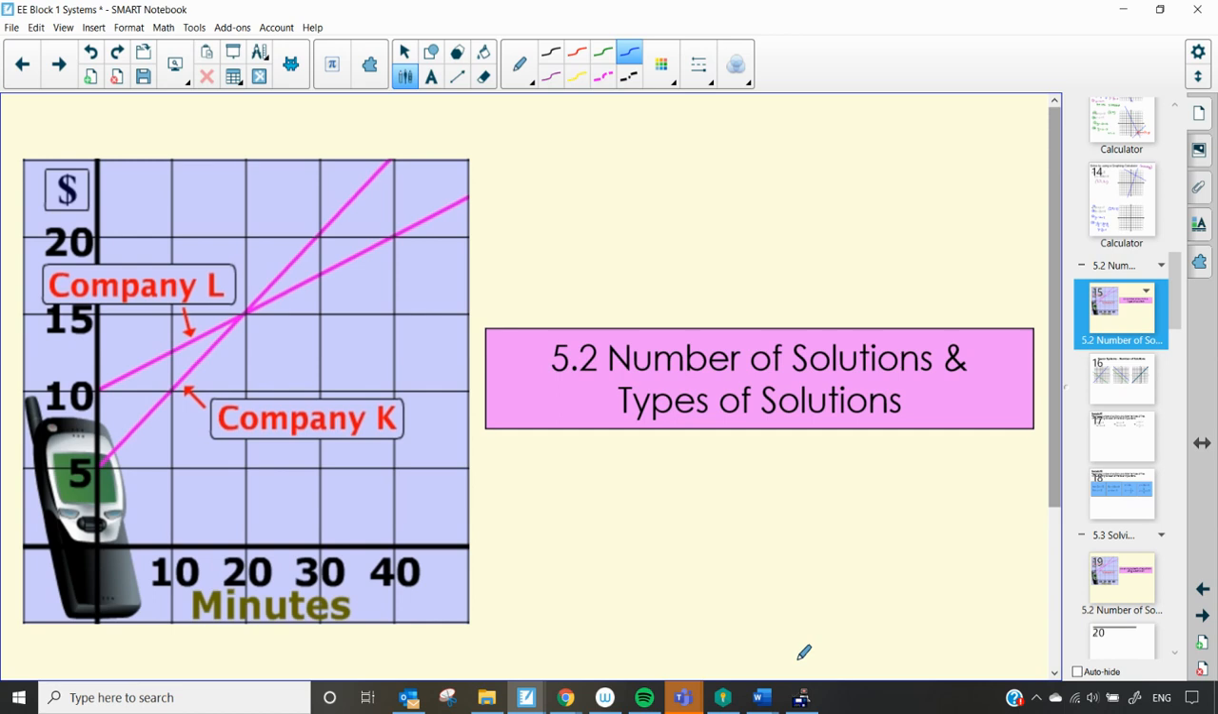So up to this point, we have looked at what a linear system is. Ultimately, a linear system is two or more equations that have a common solution. And so when we're graphing on a grid, that's going to be where we see our intersection point. And so up until this point, most of the questions that you've been working with have one solution, but let's see if there's some others.